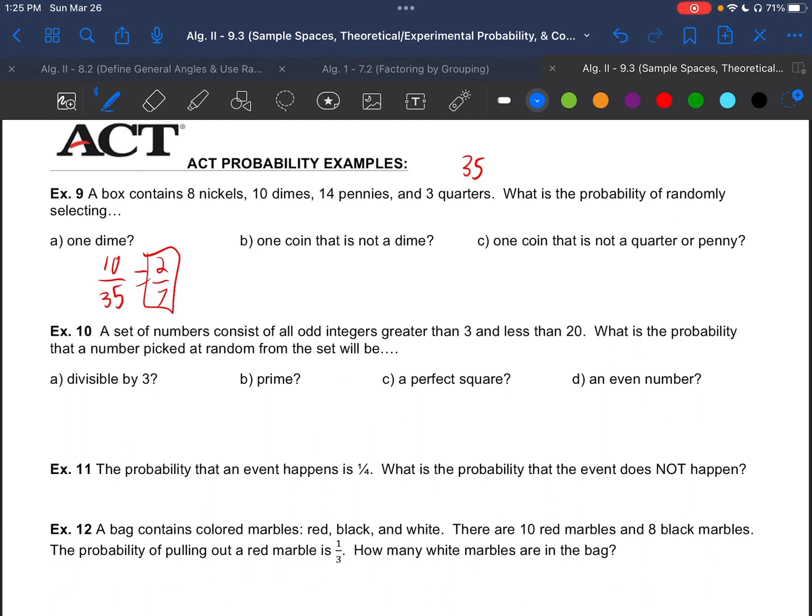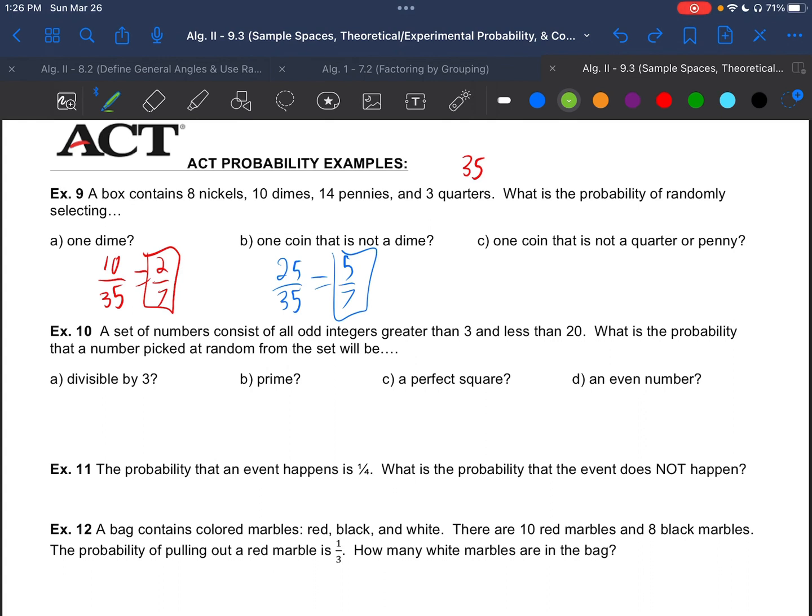B, a coin that's not a dime. Well, if there's 10 coins that are dimes, there's 25 that aren't. You could either find that by taking 35 minus the 10, because a coin is either a dime or not a dime. It can't be both. Or you could add 8, 14, and 3 for the nickels, pennies, quarters. And 25 over 35 would reduce to 5/7, which, as you notice, adds with 2/7 to get 1, just like 10 and 25 over 35 did.